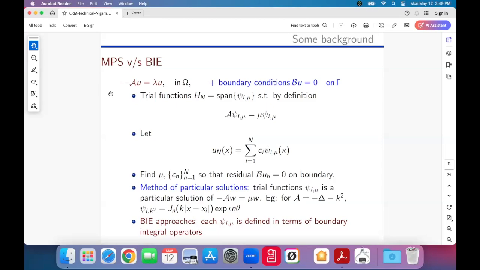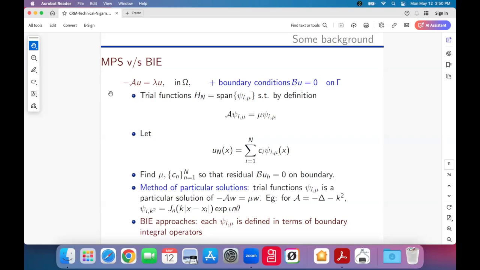And then all I need to do is to find the coefficients and the wave number mu so that my residual is exactly equal to 0 on the boundary. And the residual now is exactly the boundary data. So if I'm solving the Dirichlet problem, I want the Dirichlet trace of un to be 0.